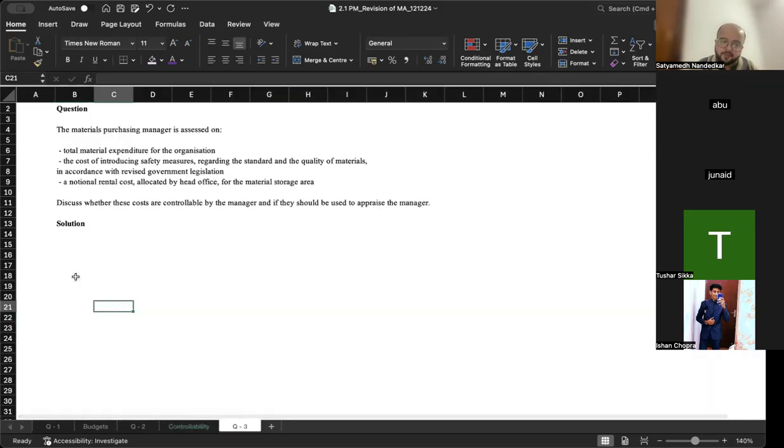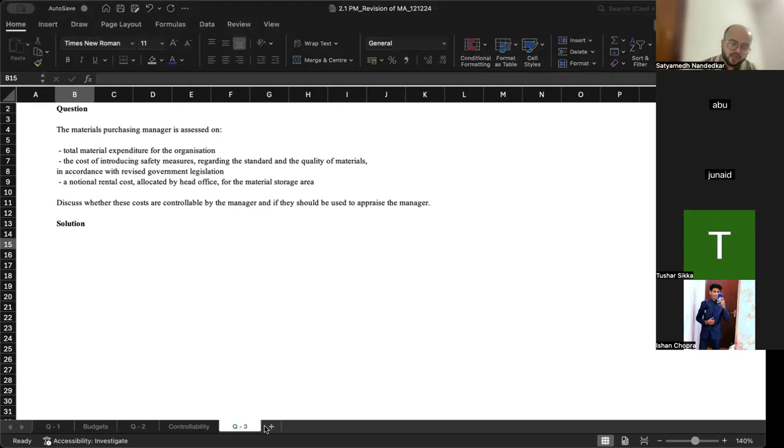And to understand that, let's look at a question. The material purchasing manager is assessed on total material expenditure for the organization, the cost of introducing safety measures regarding the standard and quality of materials in accordance with the revised government legislation, a notional rental cost allocated by head office for the material storage area. Discuss whether these costs are controllable by the manager and if they should be used to appraise the manager.